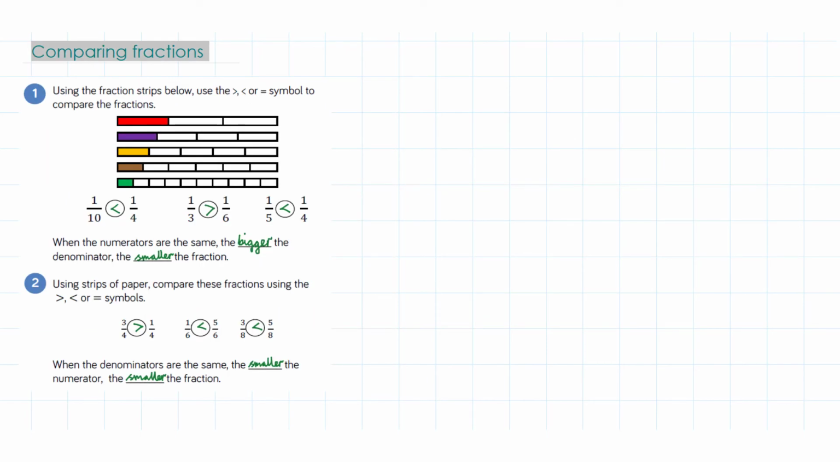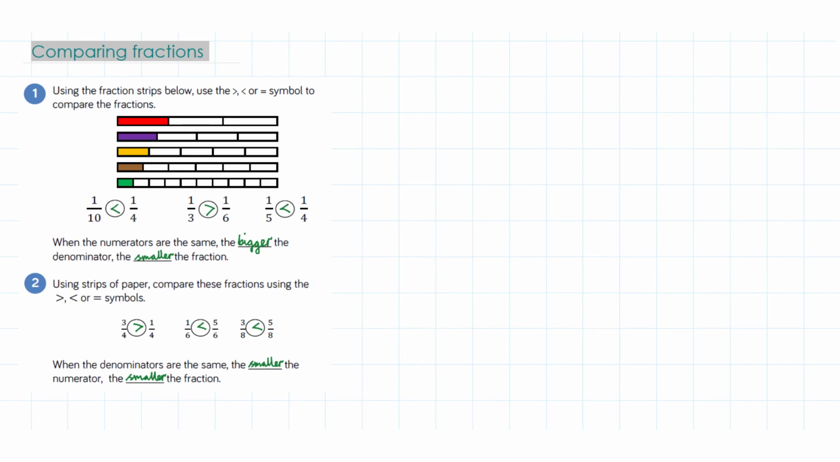So number 1, I've put in these symbols there. I hope you agree. So you can use those fraction strips or use the rule we've already come up with. And then the sentence goes, when the numerators are the same, the bigger the denominator, the smaller the fraction. Or of course you could have it the other way around. When the numerators are the same, the smaller the denominator, the bigger the fraction.